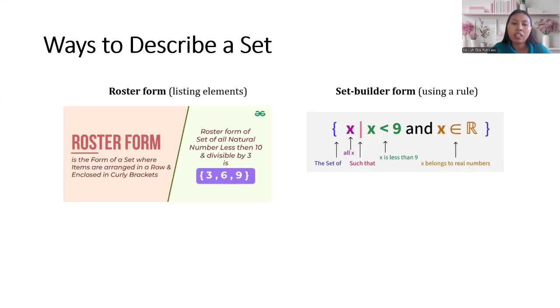Next, set builder form, using a rule. Set builder form defines a set by specifying a rule or property that all its members must satisfy, rather than listing elements individually. For example, the set of all x such that x is less than 9 and x belongs to the real numbers.